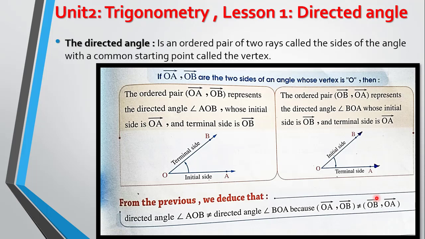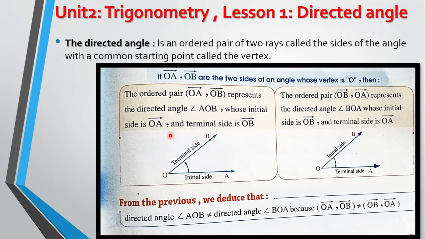Today we will study a directed angle. The directed angle means an angle with a direction. We can't read it in any way. You should start from the initial side to the terminal side. So now we have the two sides of the angle. One of them is the initial side and the other is the terminal side.